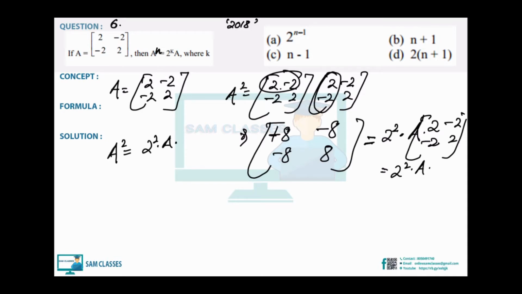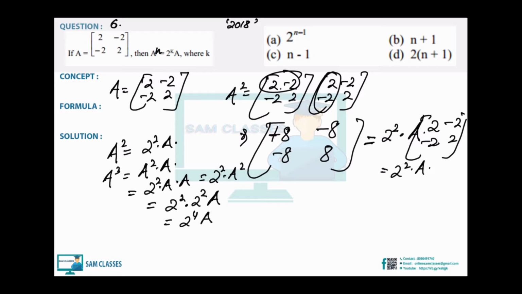Now what will be A cube? So you have to do it like this. A cube will be nothing but A square into A, correct? So A square is already 2 square into A. So that is equal to 2 square into A square. Again open this A square in terms of A. So 2 square and A square can be written as 2 square into A. So we got 2 power 4 into A. Okay, so we got A cube as 2 power 4 into A.